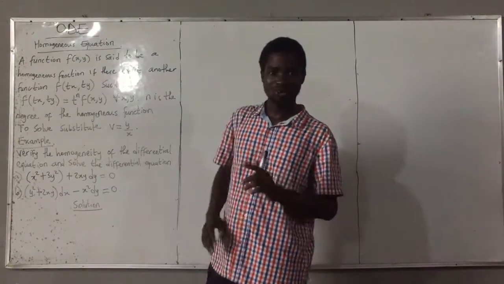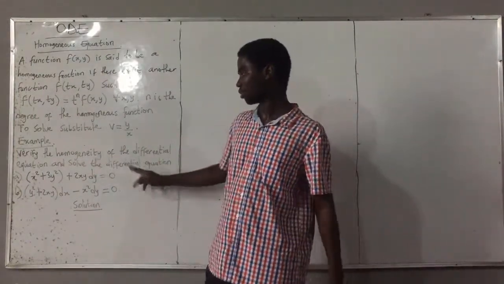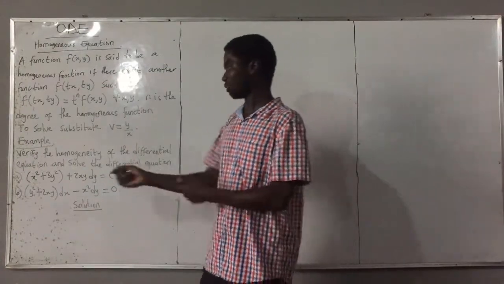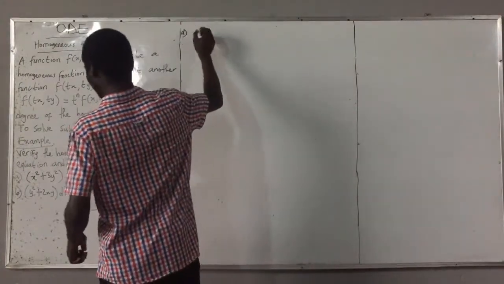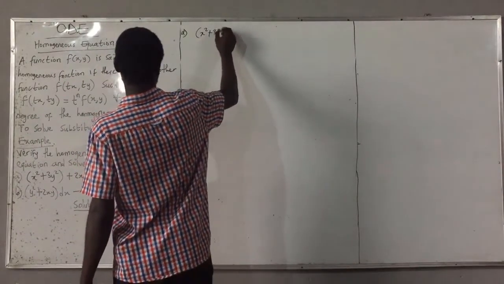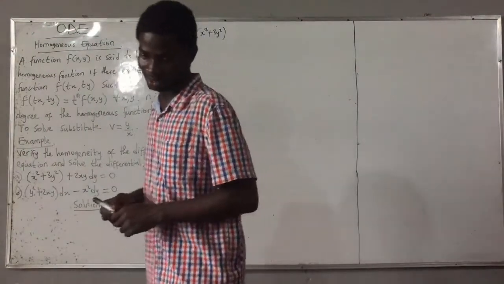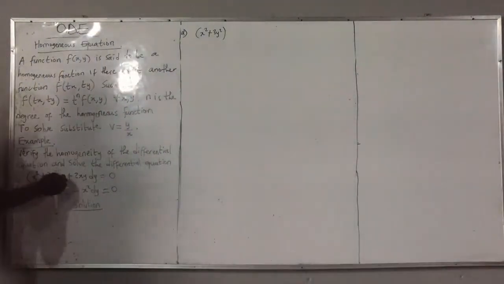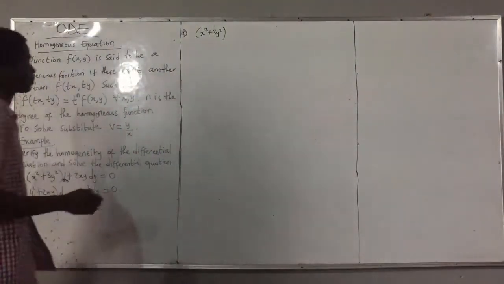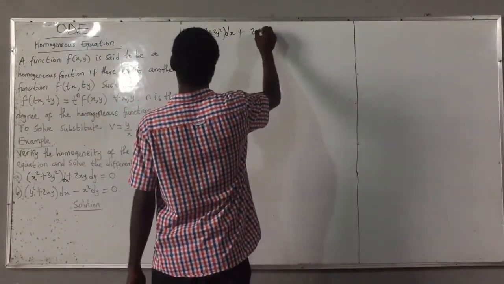Now look at these two examples again. Verify the homogeneity of the differential equation and solve the differential equation. Now the first one, I have what? x squared plus 3y squared dx, plus 2xy dy.